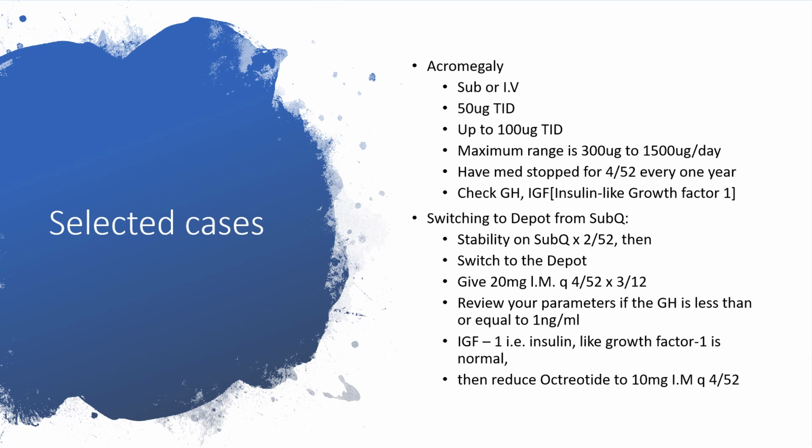So if the growth hormone is less than or equal to 1 nanogram per ml, or if insulin-like growth factor is normal, then you reduce Octreotide to 10 milligram intramuscularly every 4 weeks. Remember, you started with 20 milligram intramuscularly, but you are getting a good report from the growth hormone and from insulin-like growth factor 1, then you don't need to increase the Octreotide anymore. As a matter of fact, you reduce it to half, 10 milligram intramuscularly every 4 weeks.